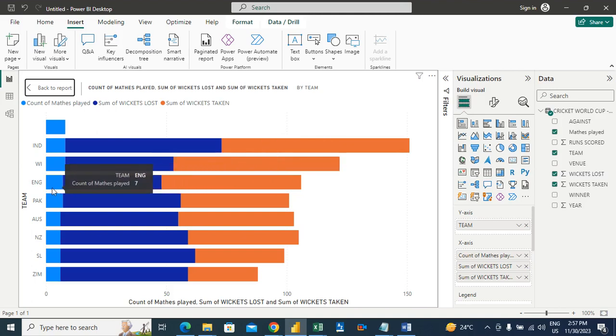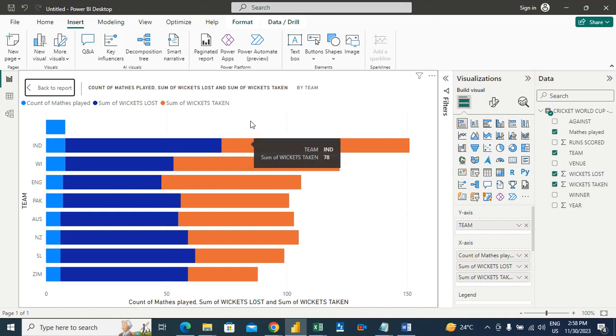Now let's look at the performance of the England team. The English cricket team played 7 matches in which they lost 41 wickets, and in comparison to that, they took 58 wickets. Again, they lost just 41 wickets in comparison to the Indian team, so their batting lineup has definitely been incredible, but their bowling wasn't good enough, and that explains why they did not perform well in the 1983 Cricket World Cup.